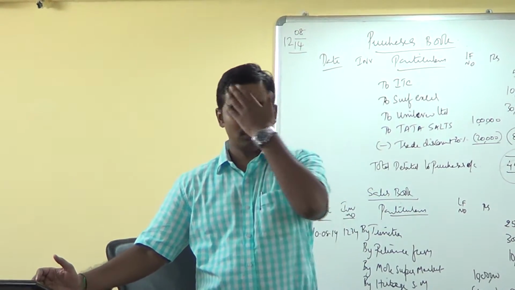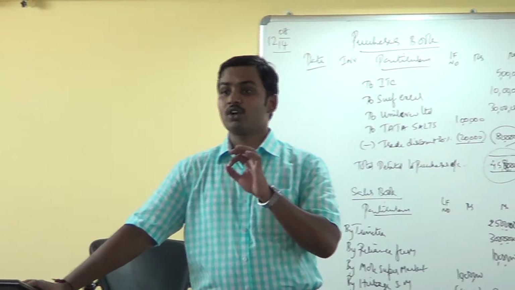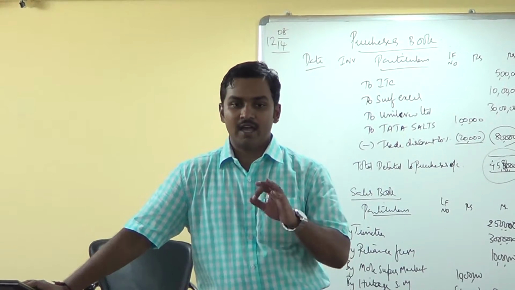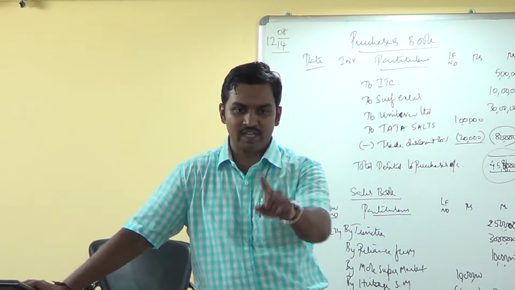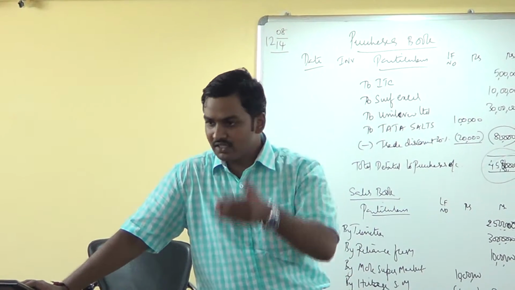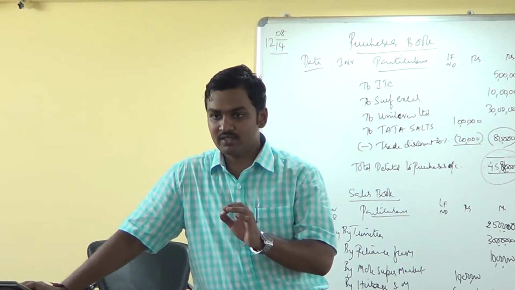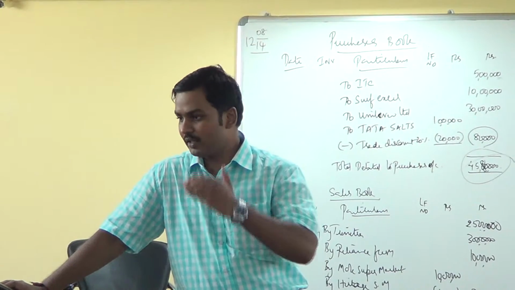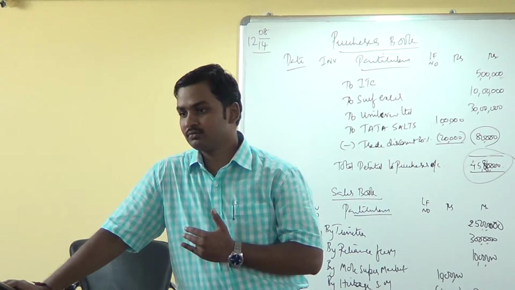Is it clear? So what is a journal? It is called the book of first entry. As soon as the transaction happens, for the first time, it should be recorded in a book called the journal. Transactions are recorded in the journal date-wise. So chronological order means in the order of date.